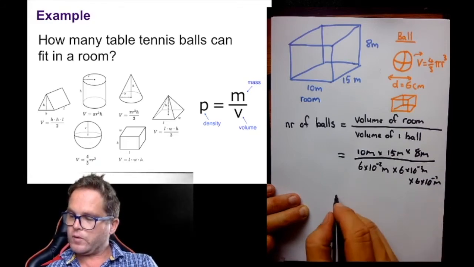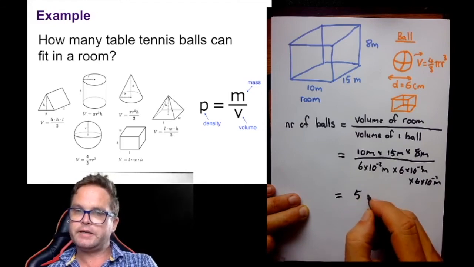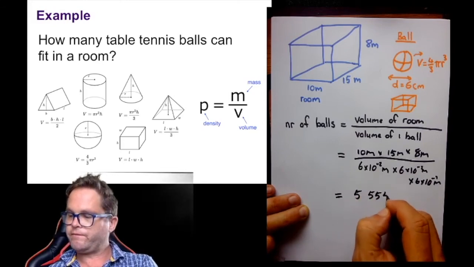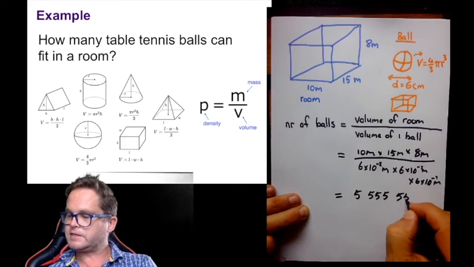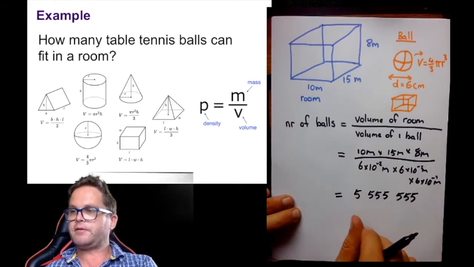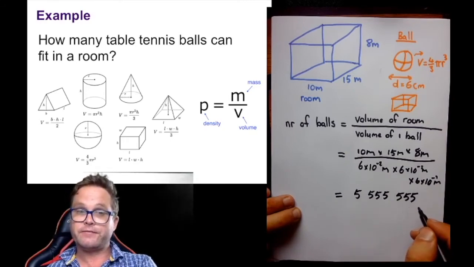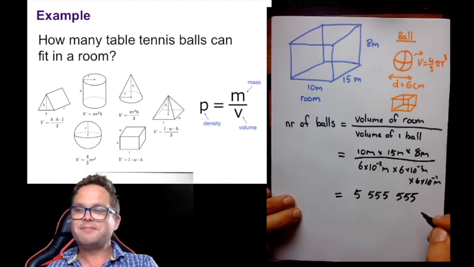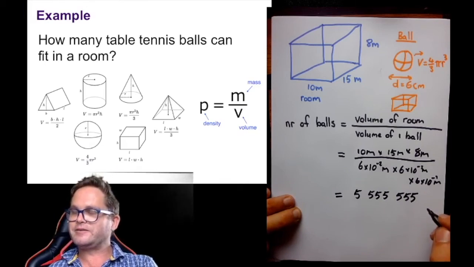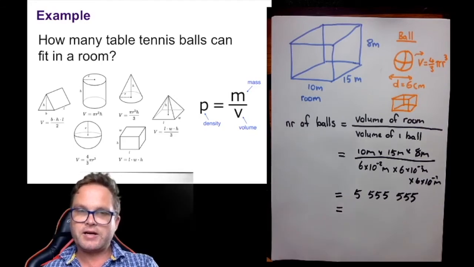And if we calculate what that is, you can calculate it for yourself, but it's actually this number of balls, 5,555,055 balls. So the next thing we need to do is round this off to the correct order of magnitude. We spoke about that before.